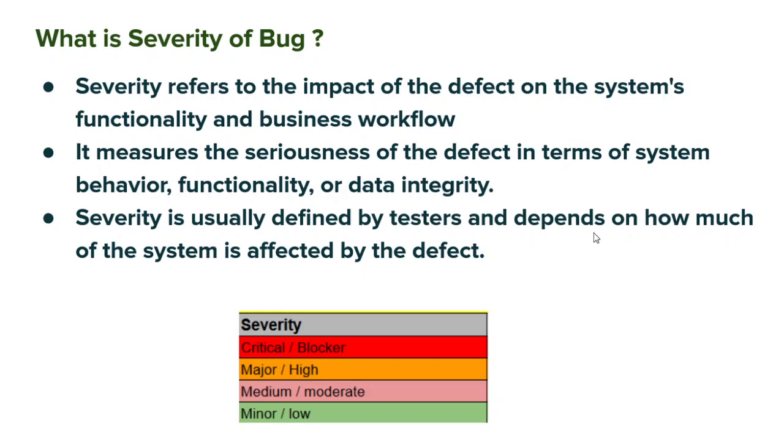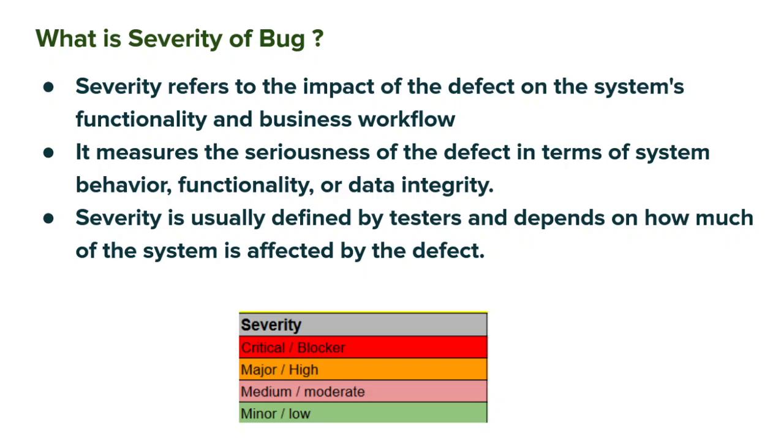So there are different layers of severity. Severity layers are defined as critical or blocker, major or high, medium or moderate, and minor severity. So these are some layers of severity. And this can be different depending on the organization. In some organizations we can use different terminologies, but just understand the concept here.